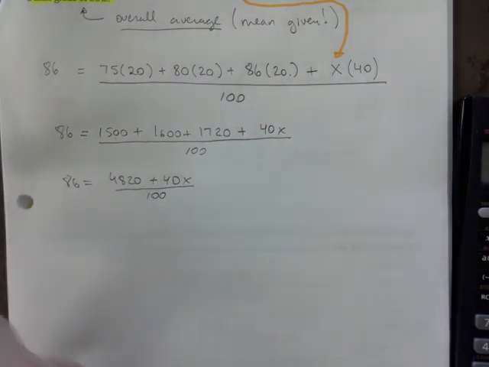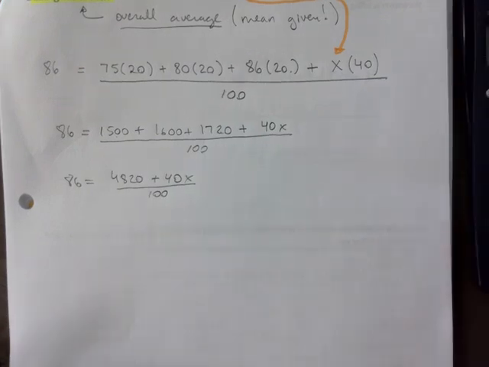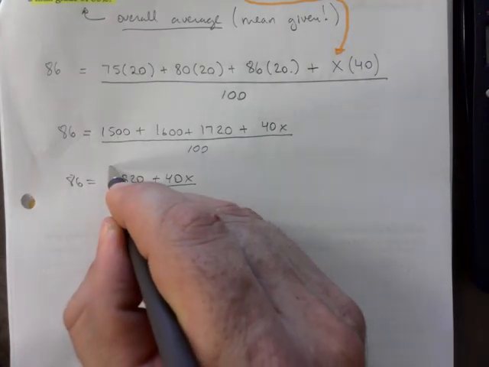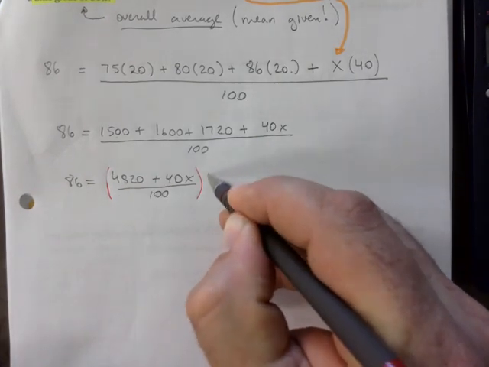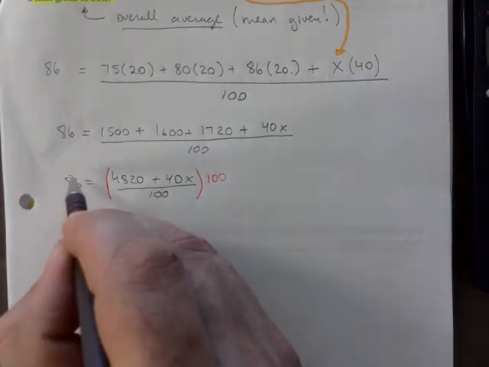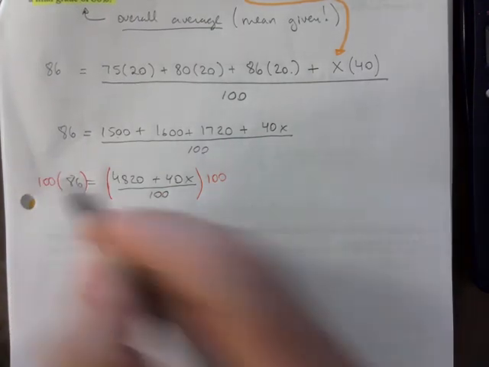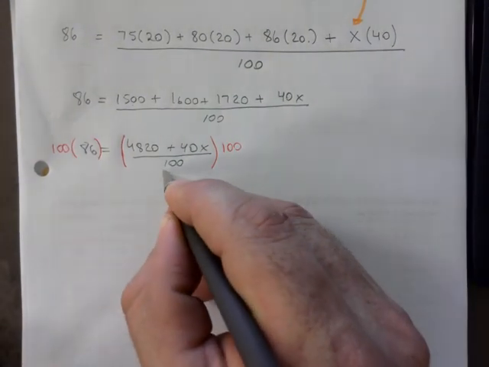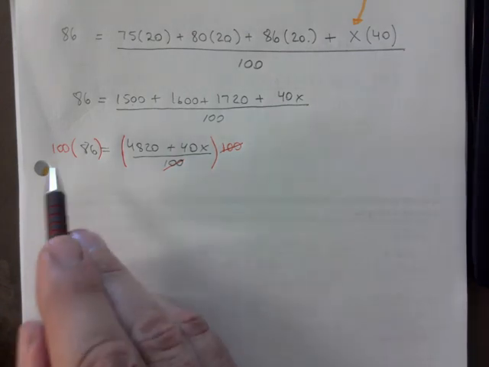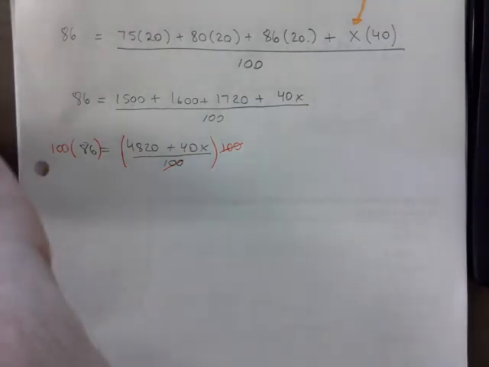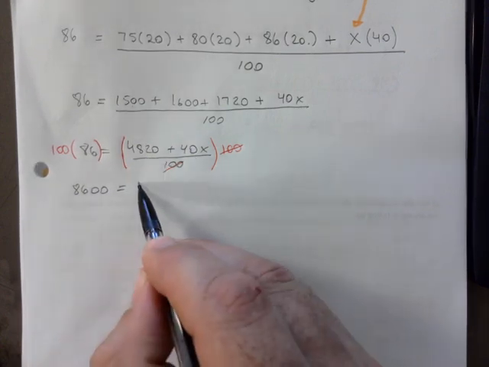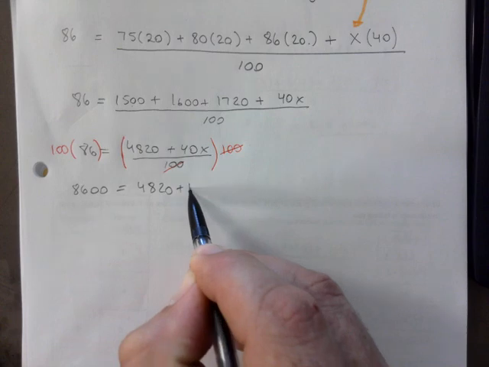This is where I'm going to start using a red pen to show the inverse operations, okay? So the first thing you should always get rid of is if there's something dividing, get rid of it. So we're going to go times 100 on this side, and we're going to do the same thing to the other side. We're going to multiply both sides by 100 to keep in line with the equal sign. So that allows us to do this. So 100 times 86 is just 8600. And on this side, all we're left with is 4820 plus 40x.